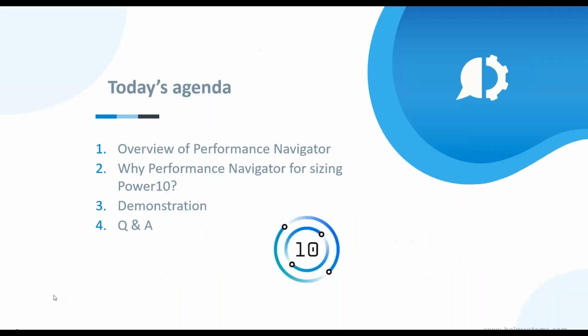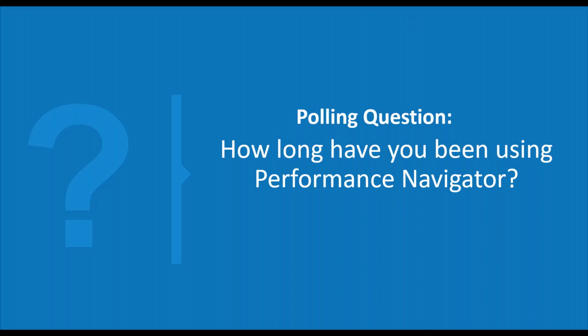Let's get started here, Randy, with our agenda. We're going to just talk briefly about what is Performance Navigator, why Performance Navigator for sizing, and a demonstration on how you can consolidate AIX and IBM i to your next Power10 server if you want to do that. Of course, you can do it just for IBM i or AIX too. And then we have room for questions, so feel free to send questions as we go along the way.